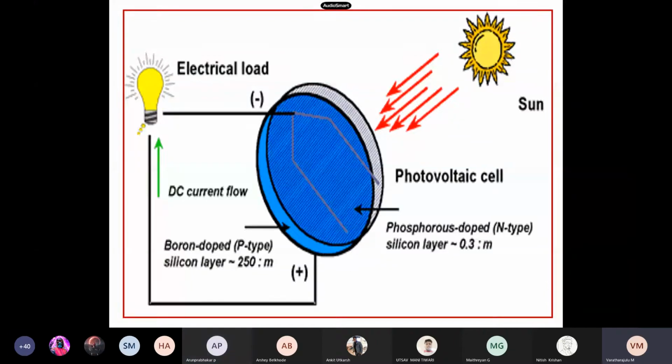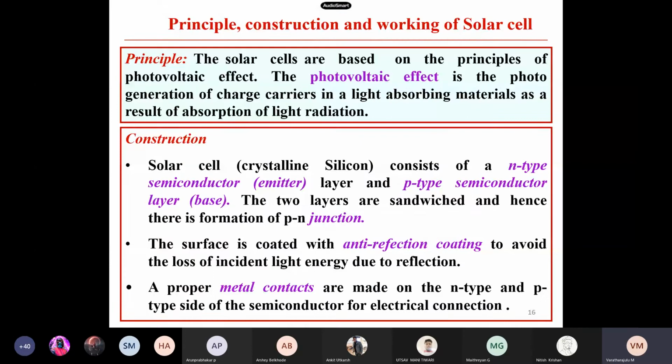Yes. This was the principal construction and working of the solar cell, and the solar cell works based on the principle of photovoltaic effect. The photovoltaic effect is the photo generation of charge carriers in the light absorbing material as a result of absorption of light radiation. And when we are concerned about radiation, there are three different types of radiations, broadly classified.